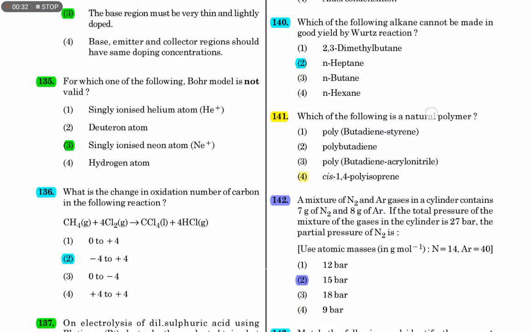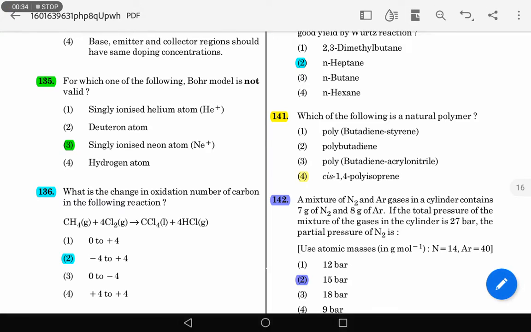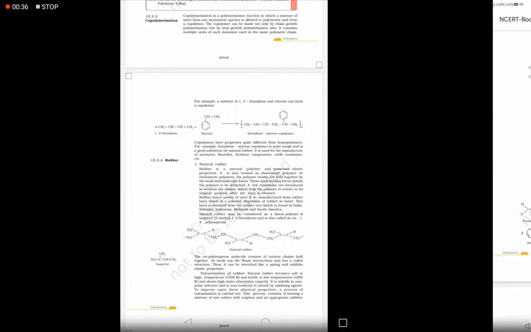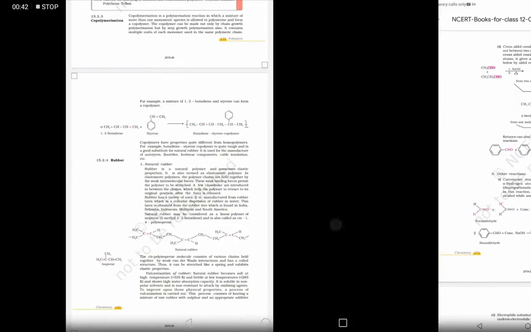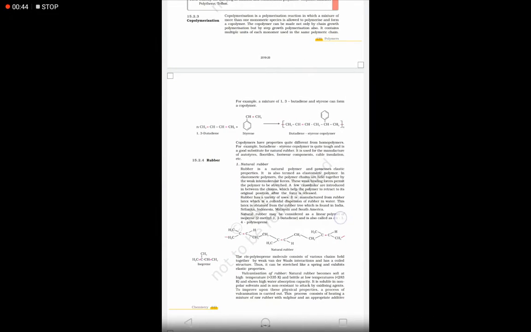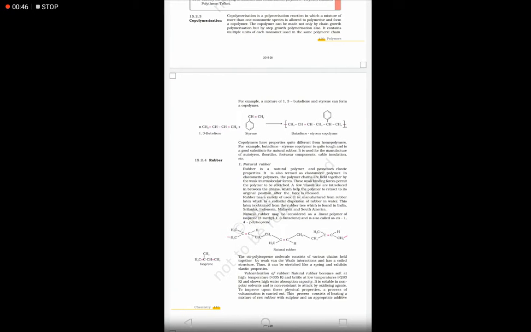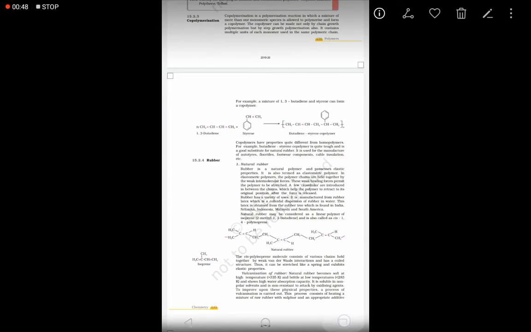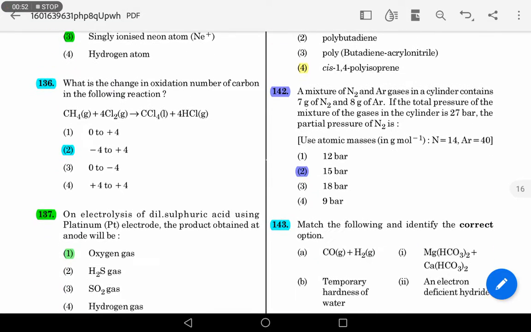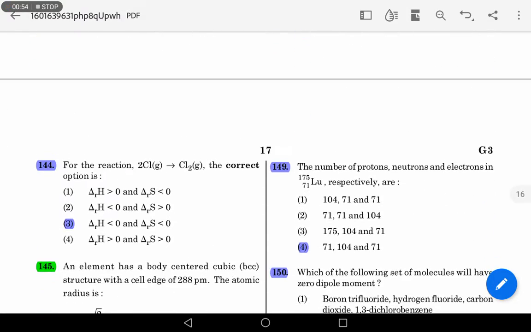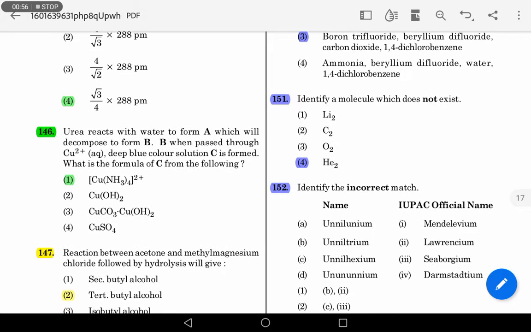So, which of the following is a natural polymer? Again, a direct statement from NCERT. Natural rubber is cis-1,4-polyisoprene. Cis-1,4-polyisoprene is natural rubber. Natural rubber is, of course, a natural polymer, hence cis-1,4-polyisoprene is a natural polymer.